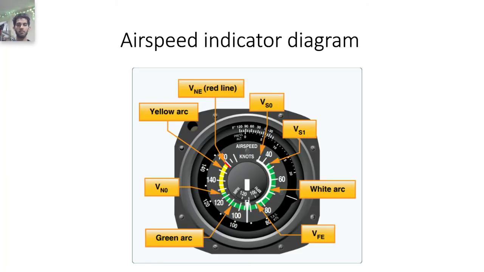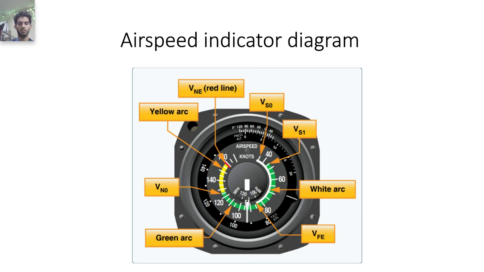This is a diagram of a typical airspeed indicator. You can see that it has markings and colored arcs and numbers on it. The different colors on the airspeed indicator represent different ranges of speed.